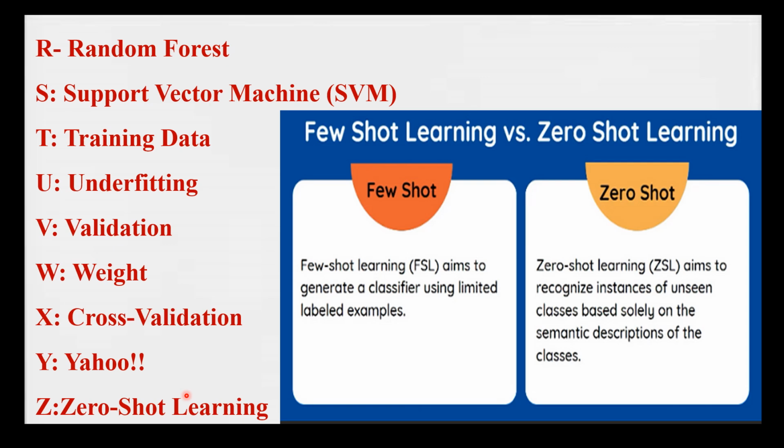Z is zero-shot learning, which is a type of machine learning that enables a model to make predictions on unseen classes or concepts. This is achieved by using a pre-trained model and relying on textual descriptions or metadata to make predictions.